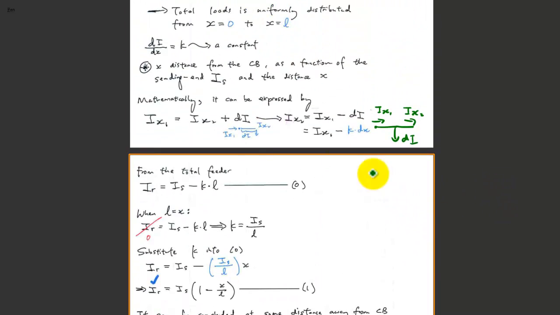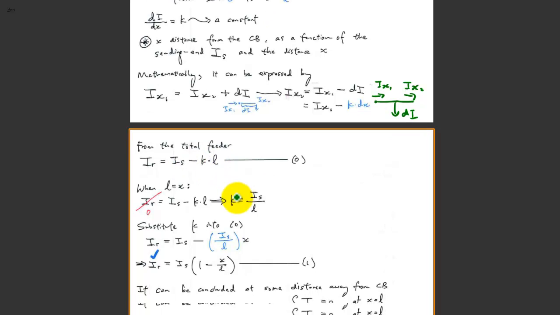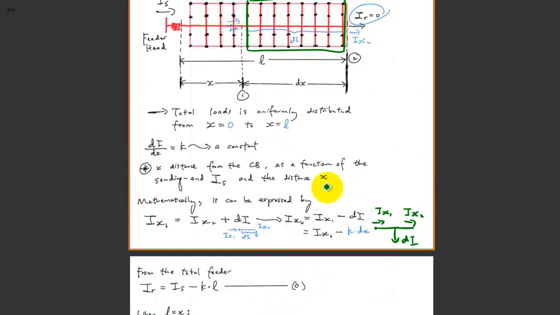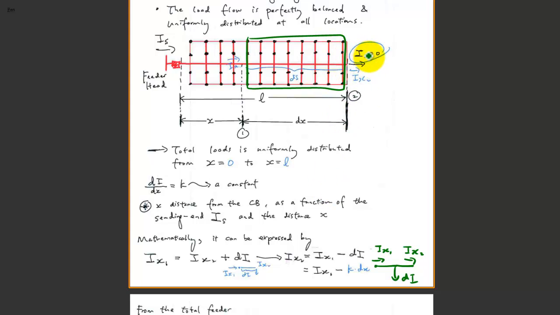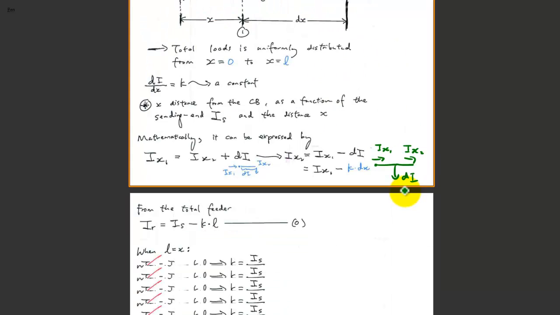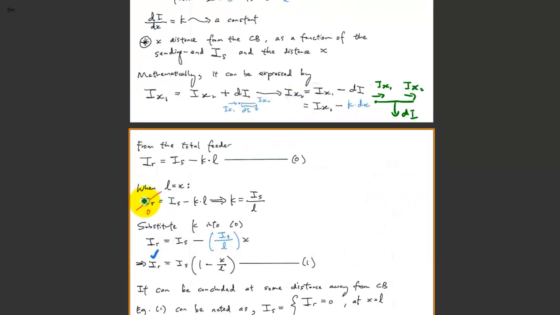So can you see that now? IX2 equal to IX1 minus K dx. And then from the total feeder perspective, you have the receiving current equal to the sending current minus K times the L. So when the L equal to X, which is the end of the length, then the current will be 0, right? Because there will not be any current when you are at this point. IR equal to 0, there will not be any current. And this IR variable will be simply replaced with 0.